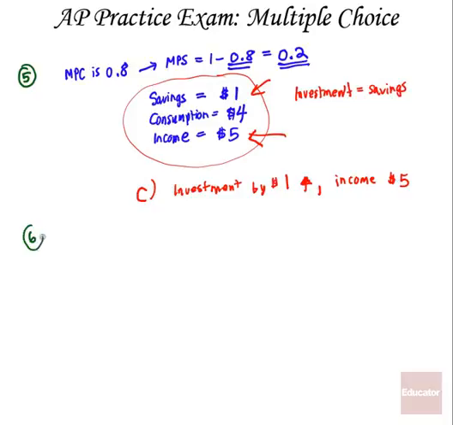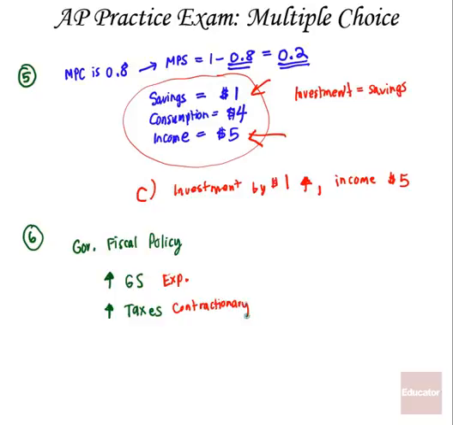Okay, question number 6. If the government increases expenditures on goods and services and increases taxation by the same amount, which of the following occurs? Okay, so here's government fiscal policy. It's a combination of expansionary and contractionary. So let's raise government spending and also raise taxes. This is expansionary and this is contractionary.